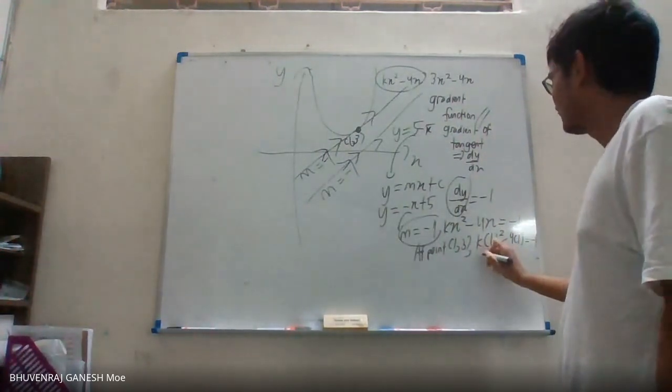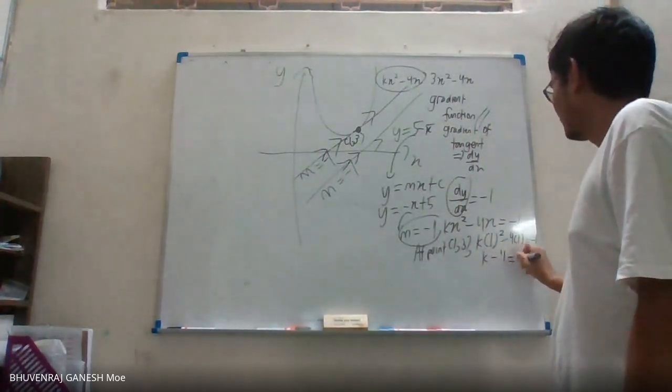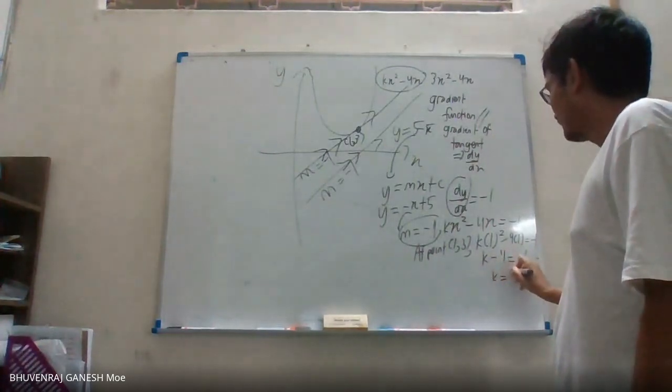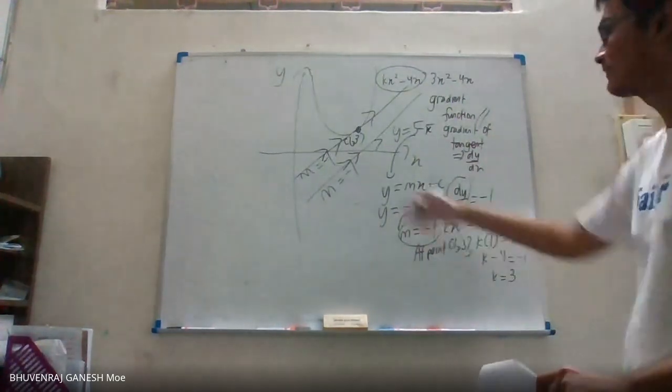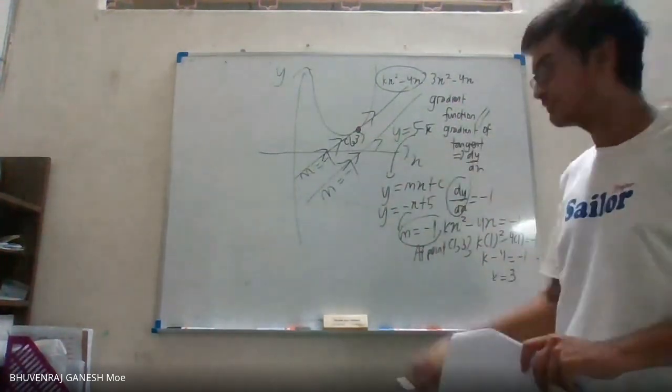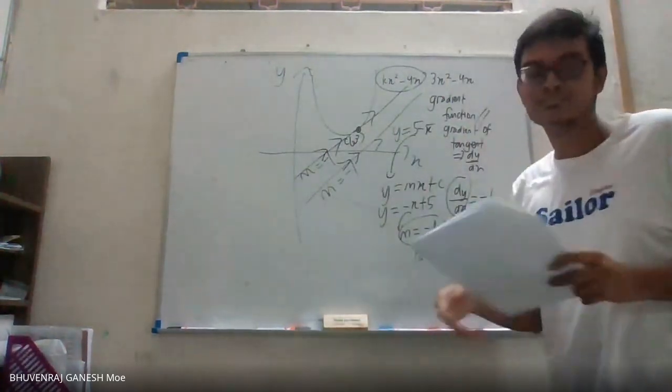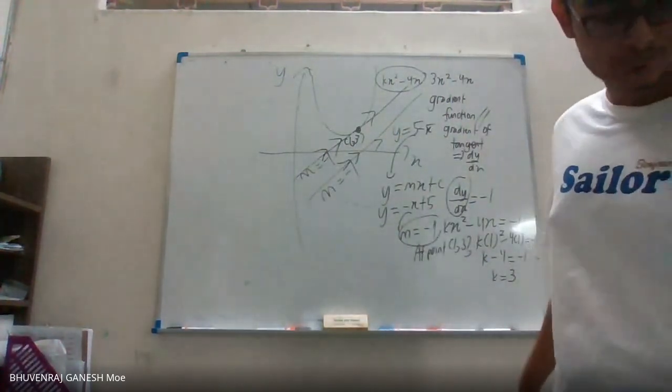Then you solve. k minus 4 equals negative 1, k equals 3. Right? So from here, you come until here. So that's how you do it.